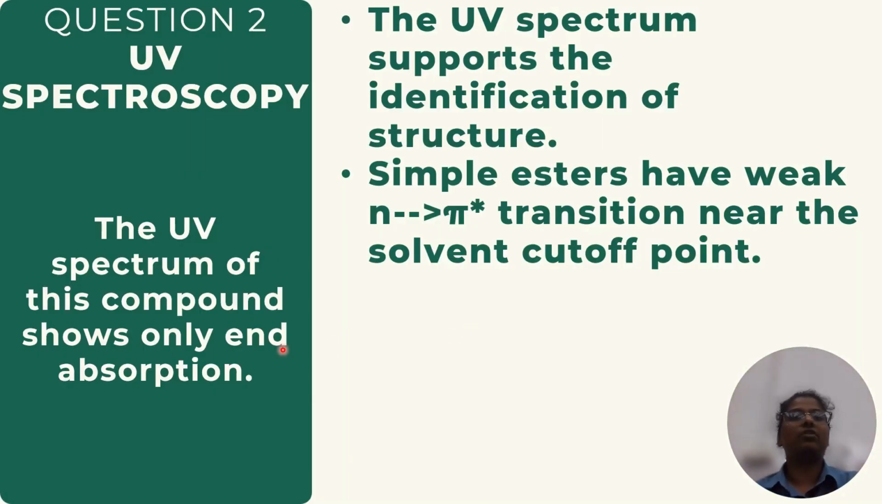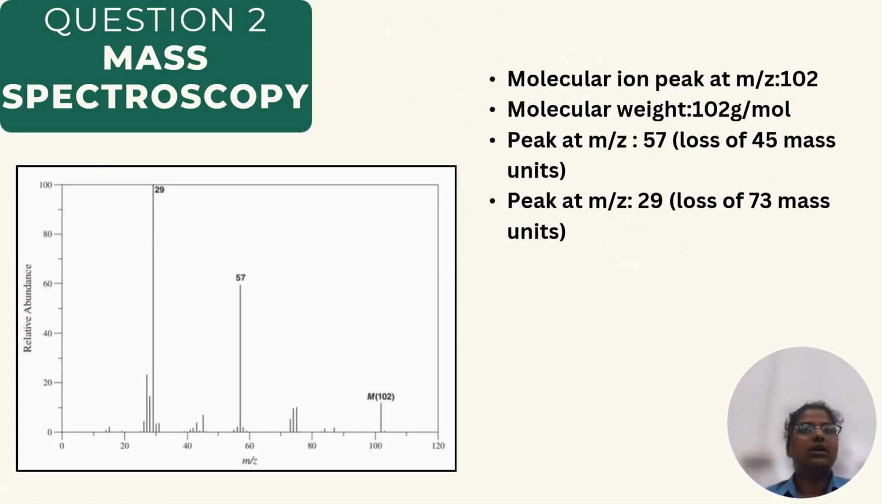Question 2, UV spectroscopy. The UV spectrum of this compound shows only an n absorption, where even with the n absorption, we know it actually supports identification of the structure, where a simple ester has a weak n to pi-star transition near the solvent cutoff point. By using this particular absorption, we know this compound could be a simple ester itself.